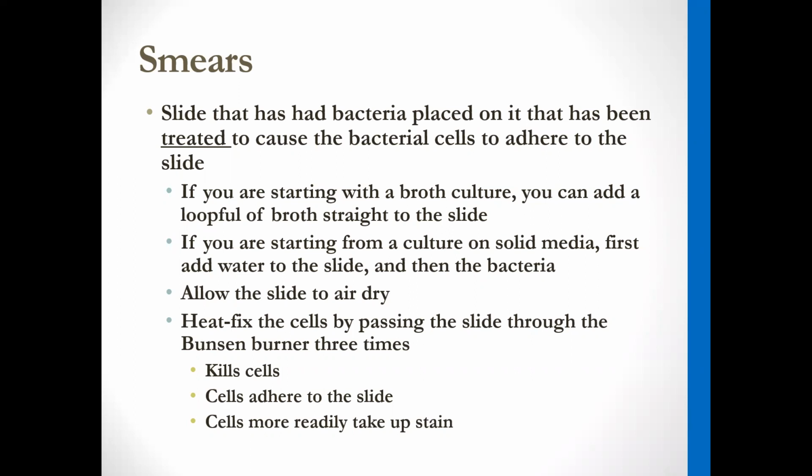Now, if you're not starting from a broth culture and you're going to be taking cells from an agar plate or a slant, then the first thing you're going to want to do is put some sterile water onto your slide, just a tiny drop or a loop full. Some people like to squirt water onto their inoculating loop and get just a loop full of water. Put that on the slide, and then you will aseptically transfer cells from either the slant or the agar plate into that water droplet. And then you're going to, again, smear it out, let the slide air dry, and then heat fix it.